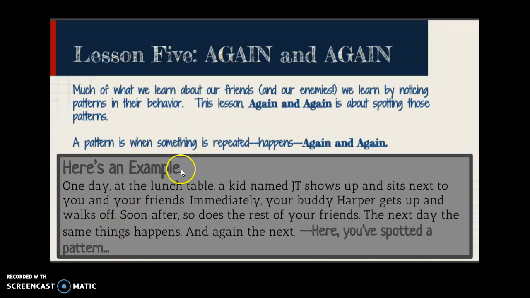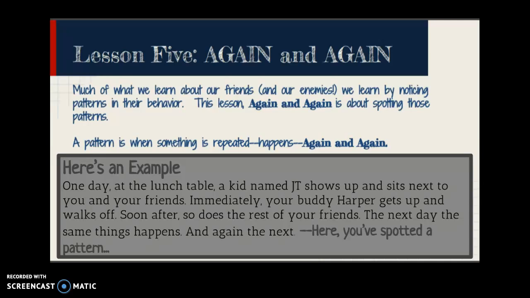Take some time. Let's go down to this example here. So, one day at lunch, a kid named JT shows up and sits down at a table next to you and your friends. Immediately, your buddy Harper gets up and walks off. Soon after, 5 to 10 seconds or so, does the rest of your group of friends.